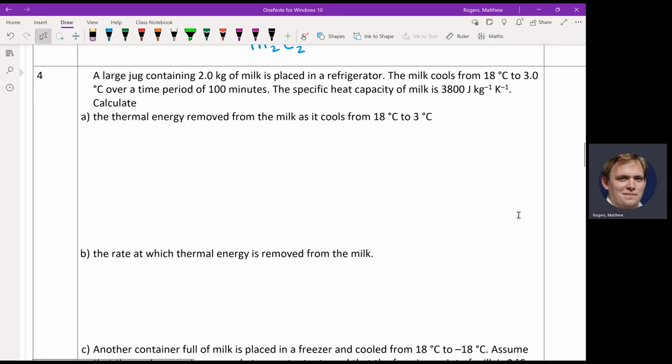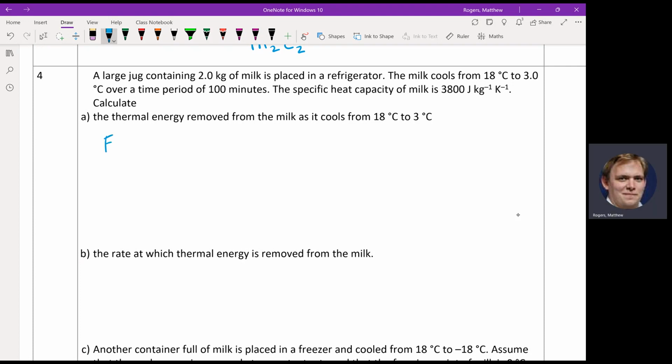Question 4. A large jug containing 2 kilograms of milk is placed in a refrigerator. The milk cools from 18 to 3 degrees Celsius over a time period of 100 minutes. The specific heat capacity of the milk is 3,800 joules per kilogram per Kelvin. Calculate the thermal energy removed from the milk as it cools.